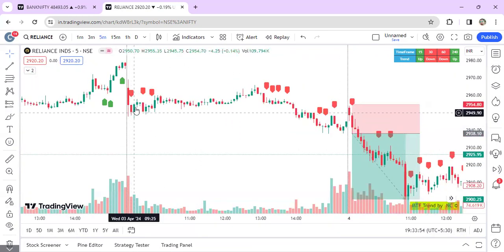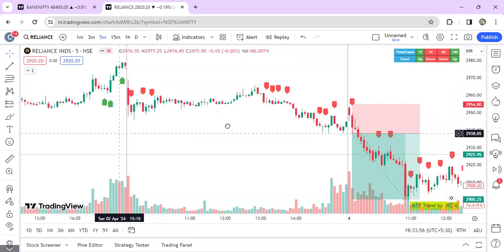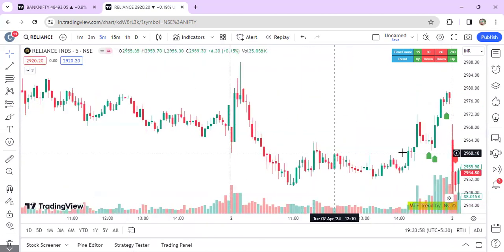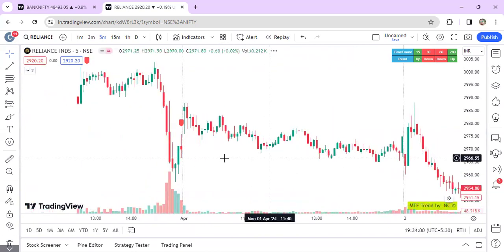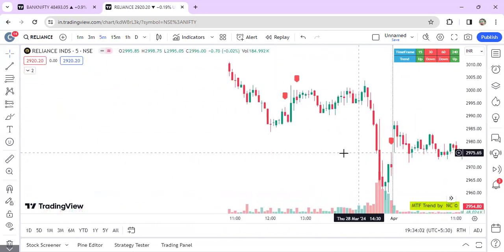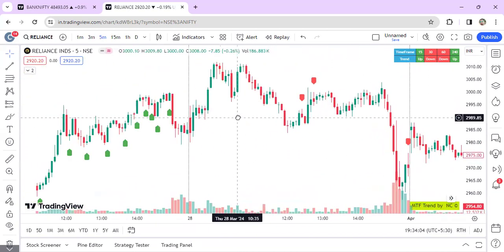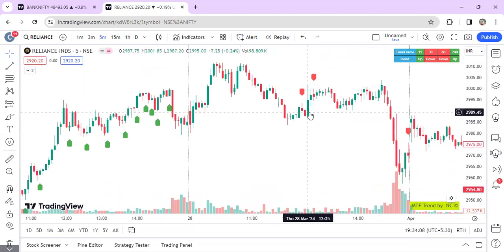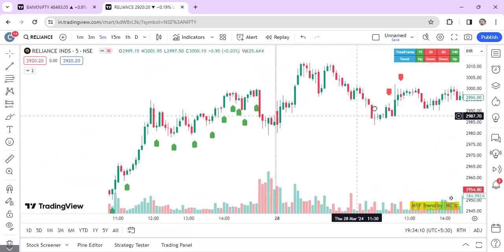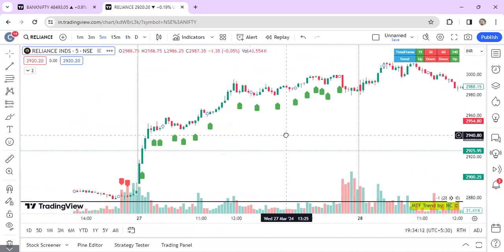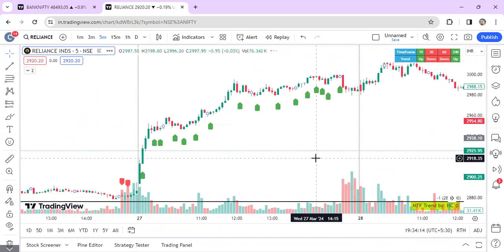In this particular day also your SL is hit. Okay. There is no signal in this particular day. No signal in this particular day. Here you are getting one signal and your SL is hit. And now see here in this particular day.